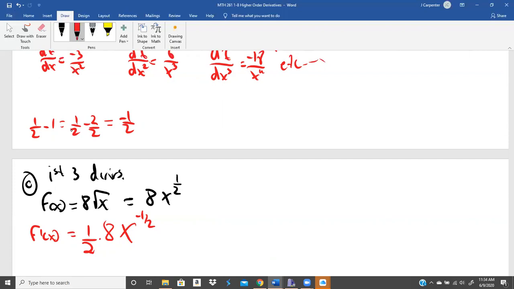So again, I'm not going to change the format yet. I'll wait till we get all of them. Oh, and I don't want to do that yet. The 1/2 times the 8 is obviously a 4. So this is 4 times x to the negative 1/2.